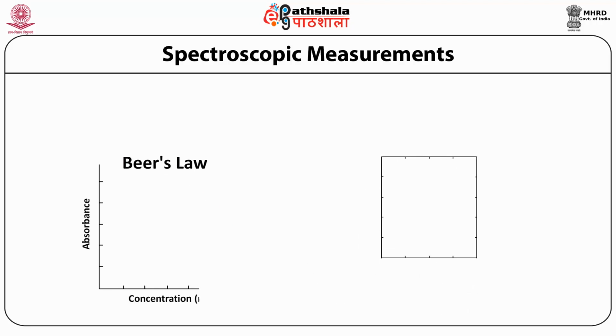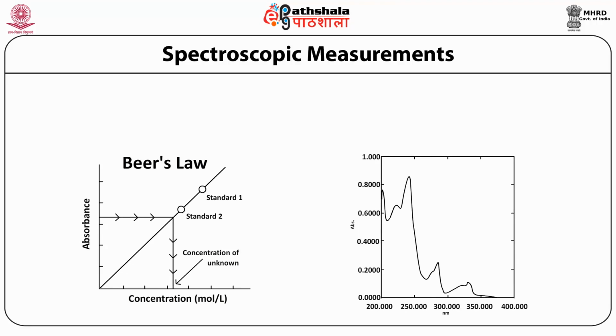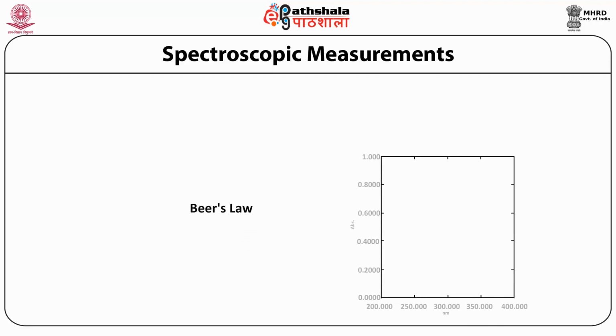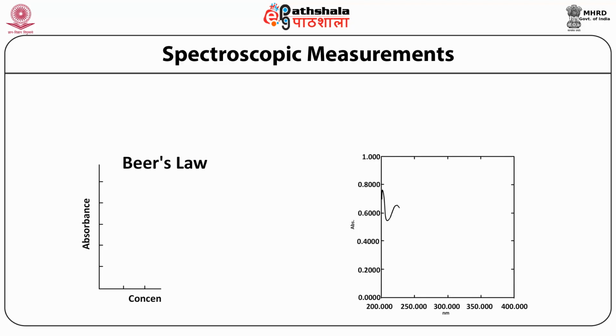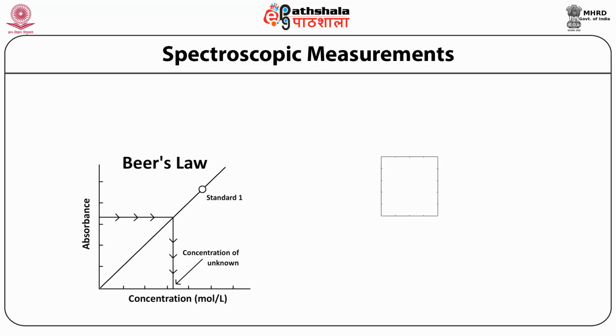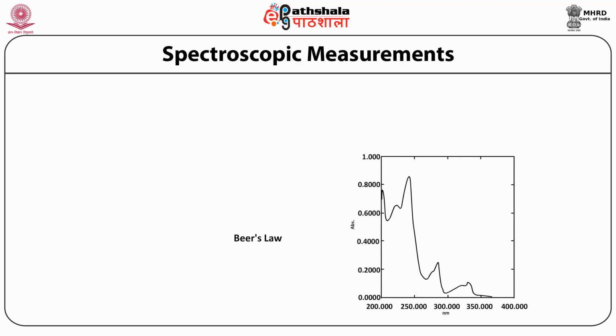So we take dilutions represented by standard 1, 2, 3 and 4 on the plot. So these are known concentrations. For these known concentrations, we record their absorbance, and finally we subject the sample of unknown concentration to the same recording of measurement at the same wavelength, which is preferably a lambda max. So the absorbance that we get can be extrapolated to know the concentration from this graph.